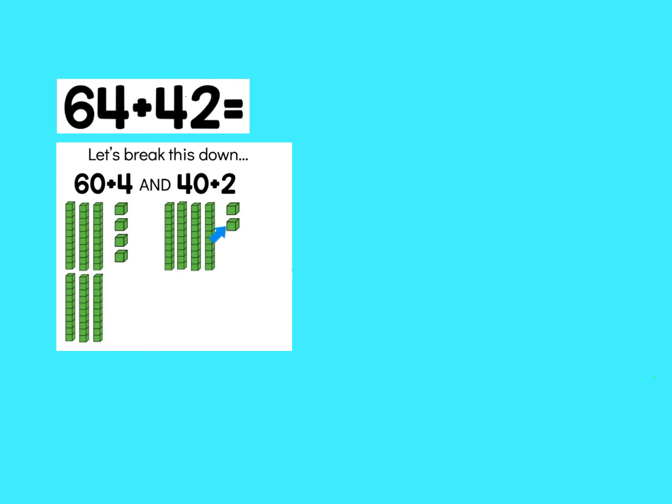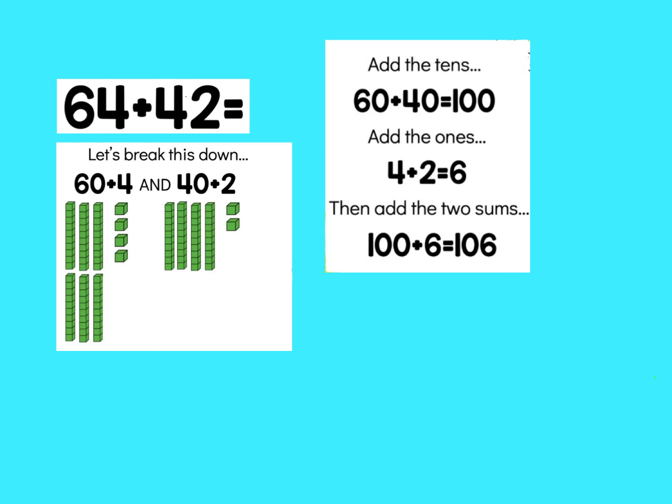and 2 single digits. So we can start out by adding our tens together. 60 and 40 equal 100. And then add our single digits together, our ones. 4 plus 2 equals 6. And then add the sums together, so 100 plus 6 equals 106.